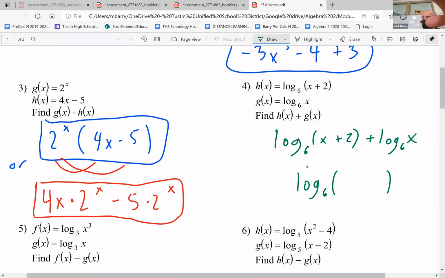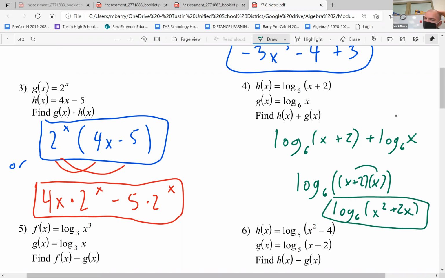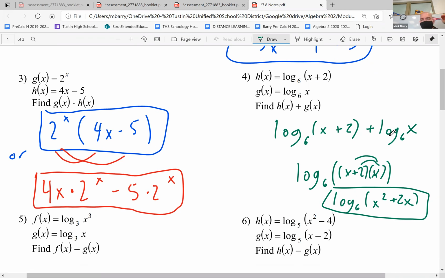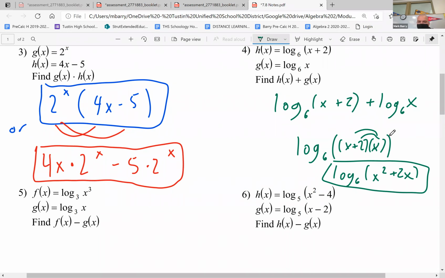So here's what we're doing. We're doing x plus 2 times x. So we learned in this unit that if you have adding separate logs, you can condense them by multiplying inside of one log, which I would then call x squared plus 2x, because I would distribute the x in there. So that would be my final answer on number 4.